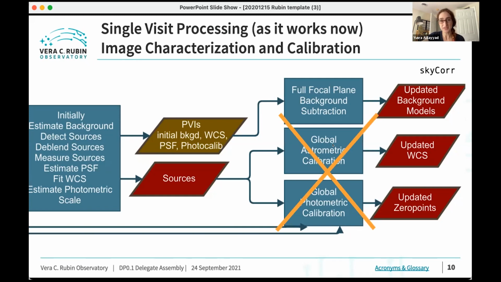Because we have perfect reference catalogs in simulated data sets, the global astrometric calibration and global photometric calibration steps were also overkill for simulated data. And so these were not performed in this data set.